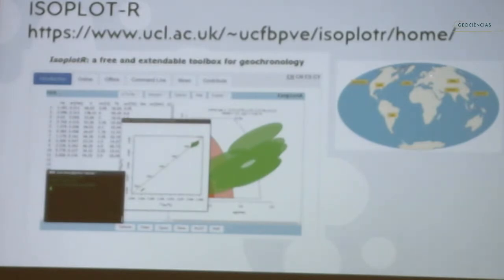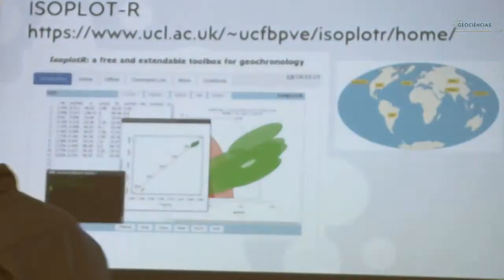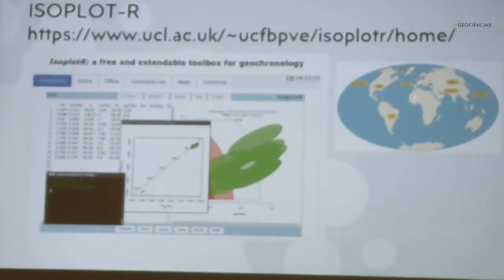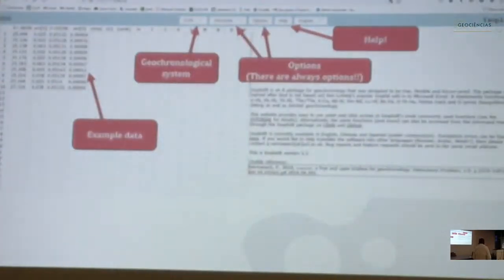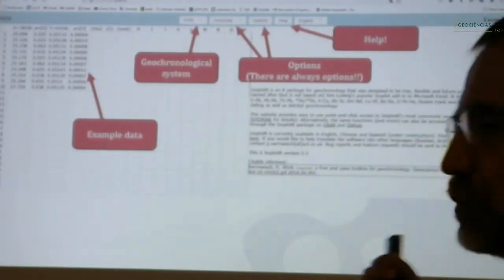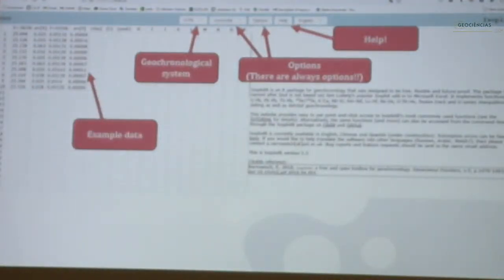Sometimes you find that the version in London has more capabilities than the version in Austin or the version in South America. Why? Because sometimes it takes some time for these systems to be updated. But other than that, they are pretty much identical. So this is how it looks. Once you go into the interface, you have your data. You always have example data. Here you can choose the geochronological system you're going to be working with. The different options, and there are always options, we're going to go into these options in a little bit of time because they have details.